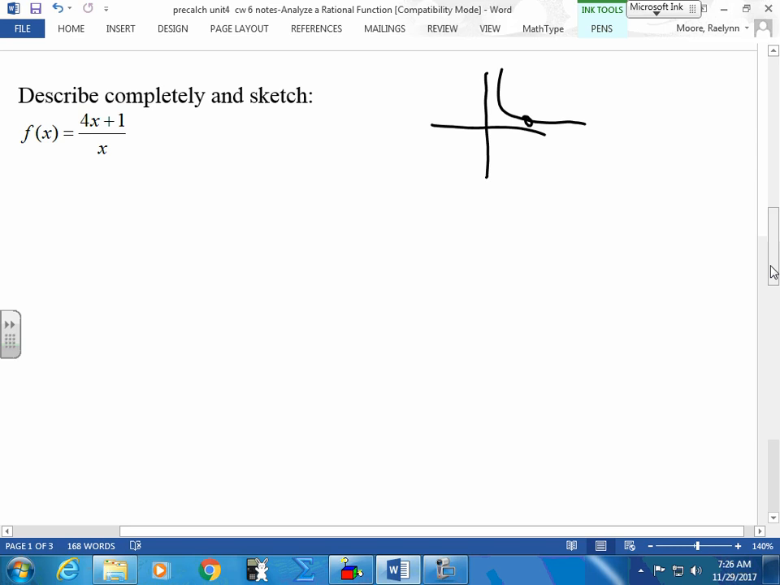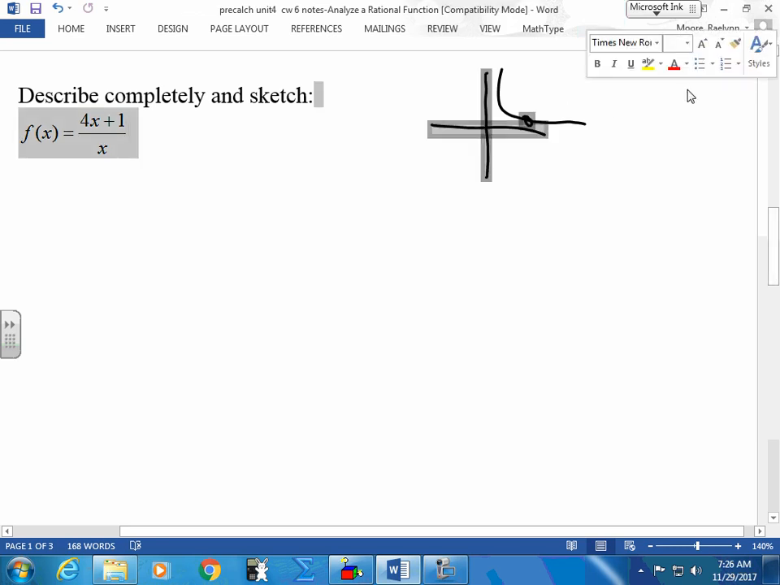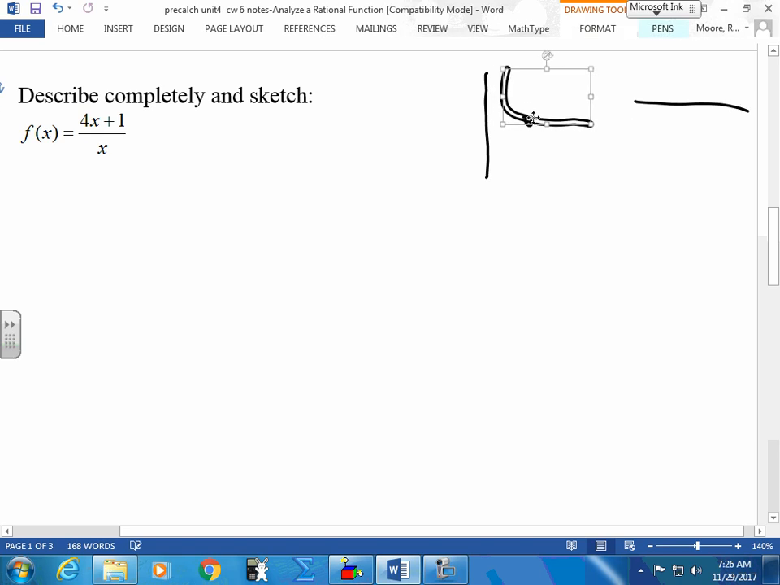So you see something, ignore this thing here. My eraser.